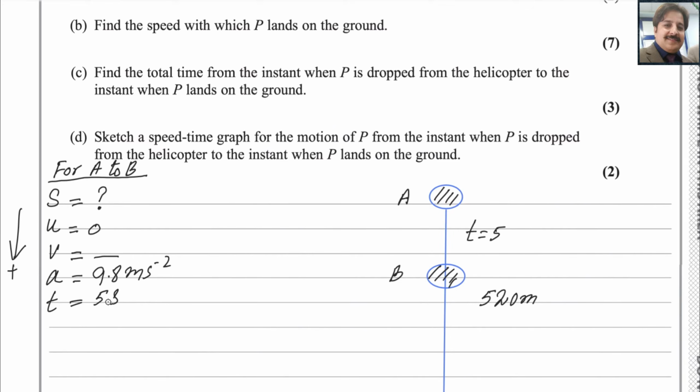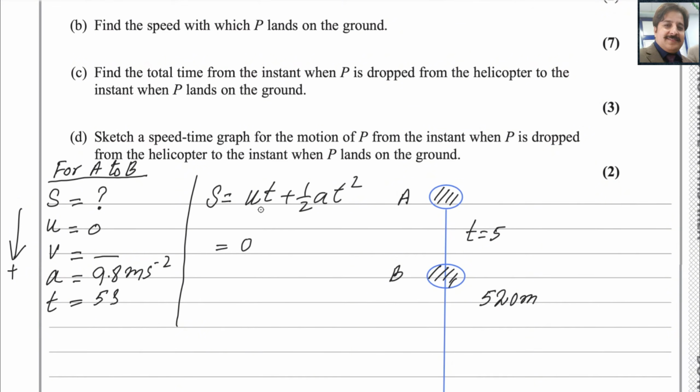In these SUVAT equations, if 3 values are given, we could find the fourth value. Here 3 values are given: initial speed, acceleration and time. So you could easily find S, the distance traveled. This is just 2 marks, so it is very easy. Just plug in the values in this equation of motion: S equals ut plus half at squared.